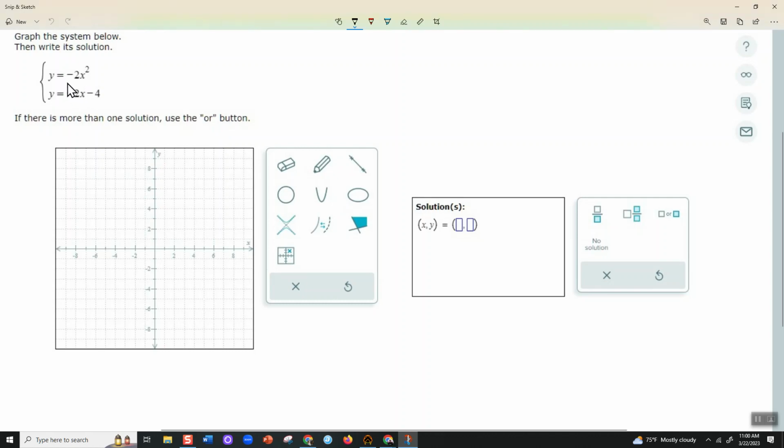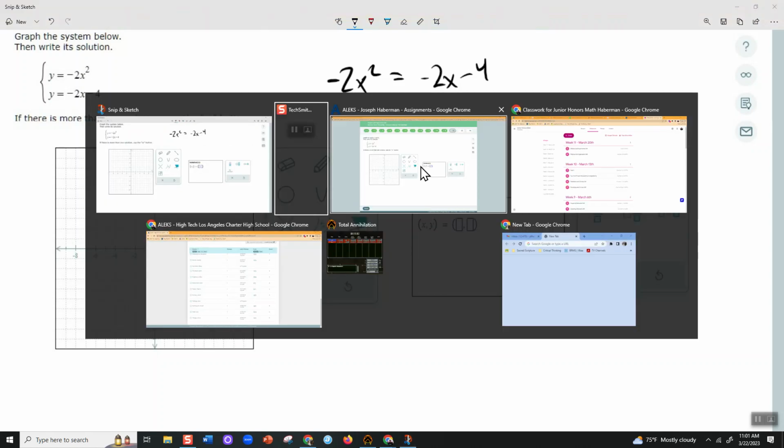So if they're both equal to y here in this system, then they're both equal to each other, which means negative 2x squared is equal to negative 2x minus 4. And I can solve that algebraically. But for this one, they're asking me to graph it. I need to graph this one, and I need to graph that one, and then find the solution. So I'm going to have to do that on ALEC. Well, I could show you here on this.